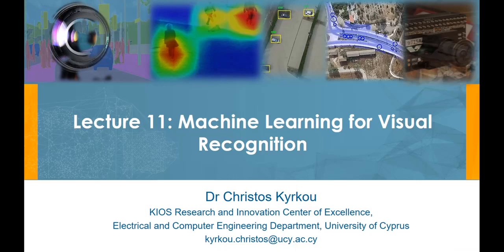We're going to continue our talk on how we can use machine learning for visual recognition. We saw in the previous lecture some concepts and some ideas on how to use machine learning for visual analysis, and we'll continue the talk today with more specifics.